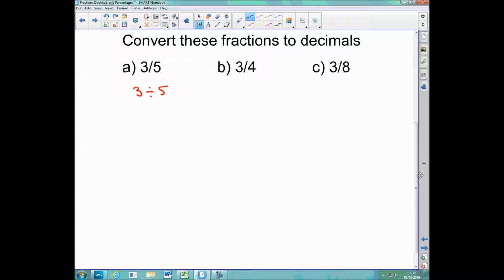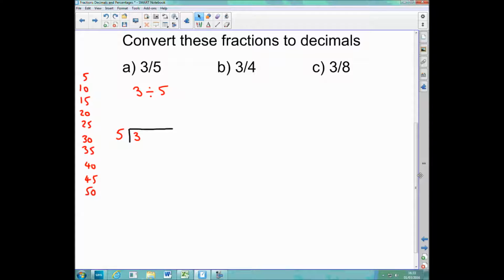So I'm going to draw my bus stop out, and if you remember, I'm dividing 3 by 5. So the 5 goes outside, and the 3 goes inside. It will be helpful to have the 5 times table written out. Okay, so 5, 10, 15, 20, 25, 30, 35, 40, 45, 50.